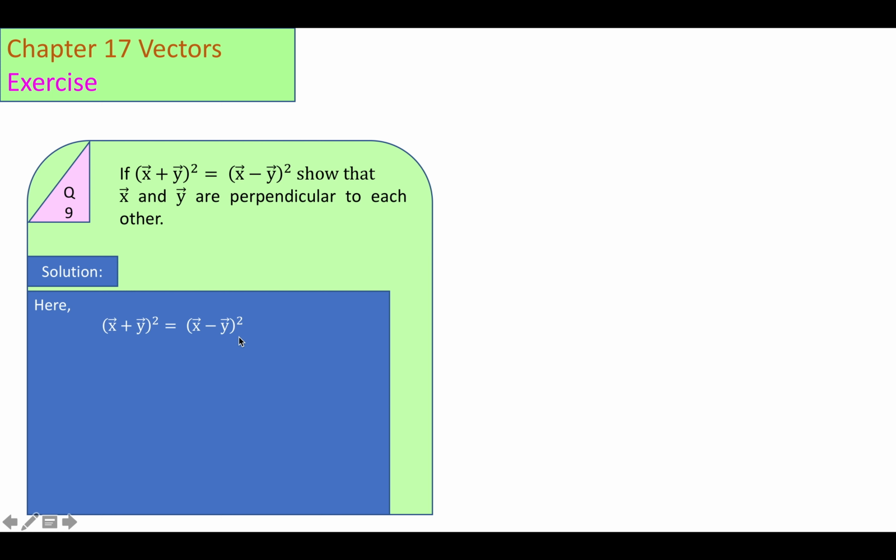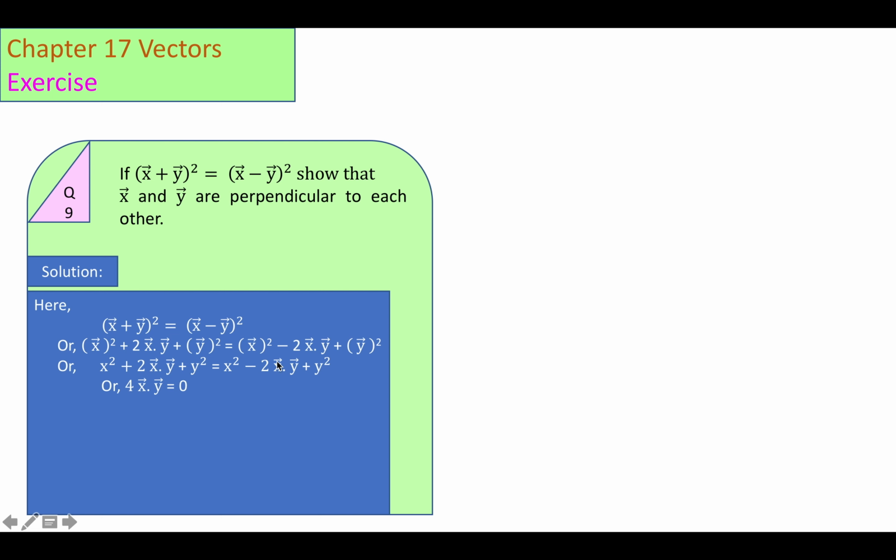अब हामी (a plus b) whole square र (a minus b) whole square को formula use गर्छौं. Then we will have vector x square plus 2 vector x into vector y plus vector y square equals vector x square minus 2 vector x into vector y plus vector y square. अब यो x square र यो x square cancel हुन्छ, यो y square र यो y square cancel हुन्छ.